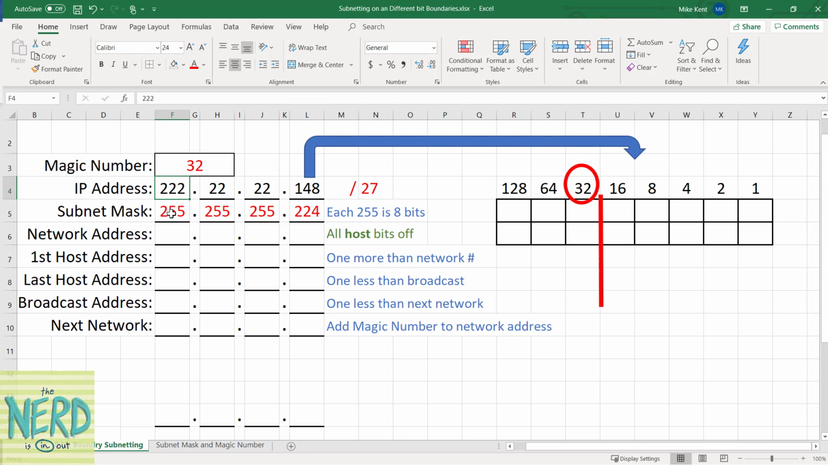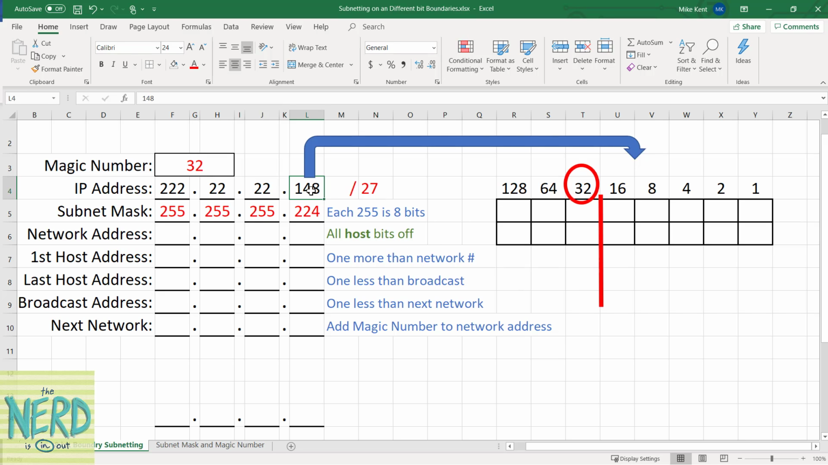All of this number is network because I got a 255. All 8 bits of that are network. All 8 bits of this is network, because remember, 255 is all 8 bits turned on. That means every single one of these bits is network. Every single one of these bits is network. Only the first 3 bits of this is network, and the rest of it is host.